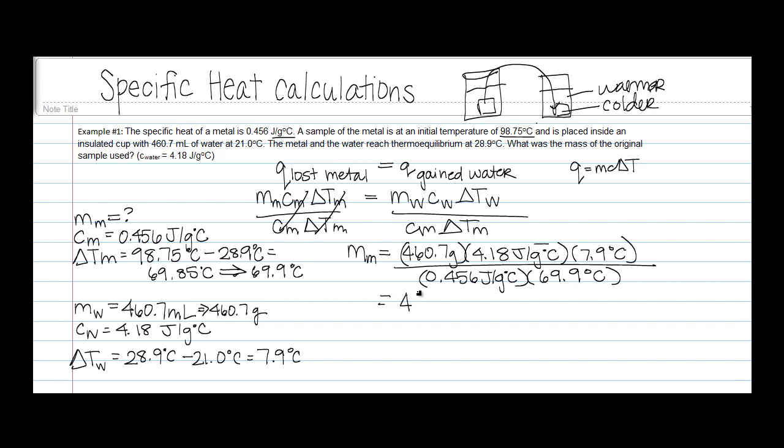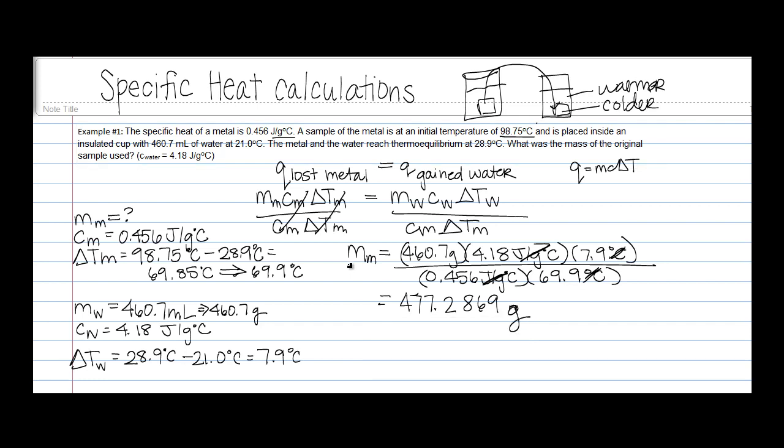And I got 477.2869, etc. Now for my units, I have grams on top, joules per gram degree Celsius on top, and degrees Celsius. I have joules per gram degree Celsius on bottom, and degrees Celsius. So I have one of these on top, one of these on bottom. They cancel. Degrees Celsius on top, degrees Celsius on bottom. They cancel. So I'm just left with grams, which makes sense because it's a mass.